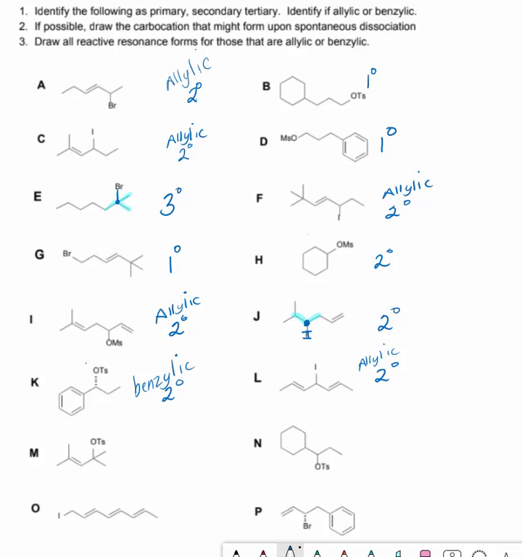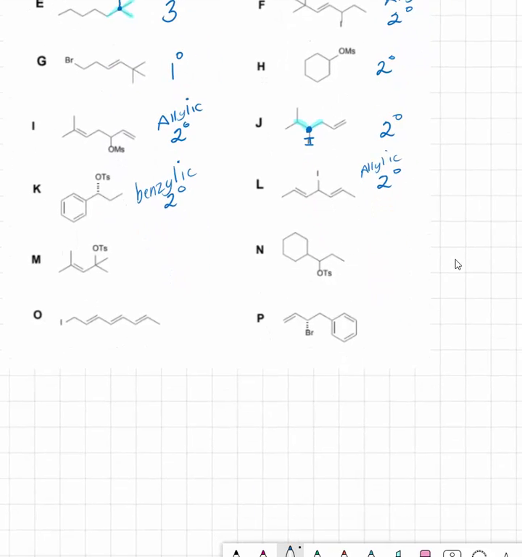Now, I didn't do the carbocation for K. So initially, we're going to have this positive charge here. We're not going to migrate out of the aromatic ring. So this is going to be the only carbocation structure made from that benzylic group, or that benzylic carbon.